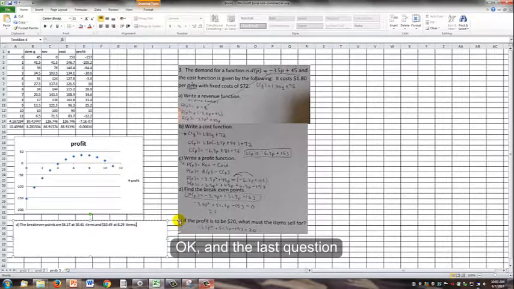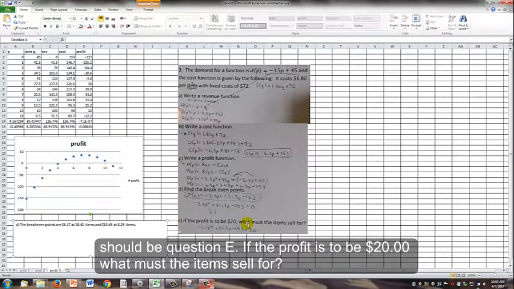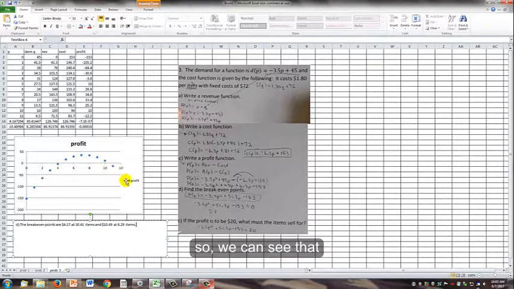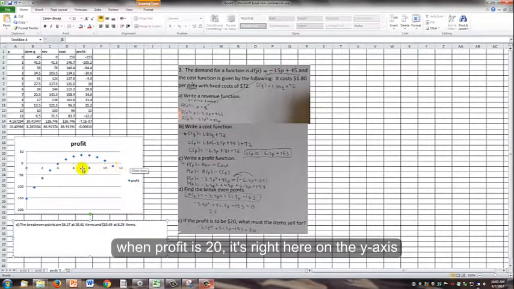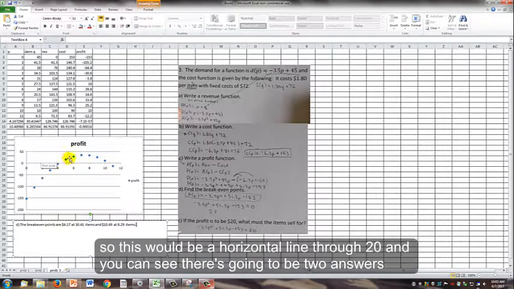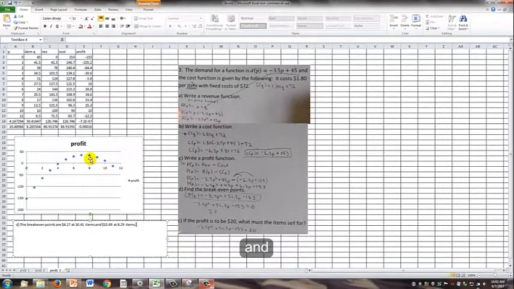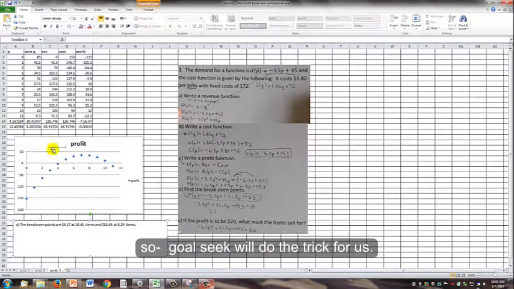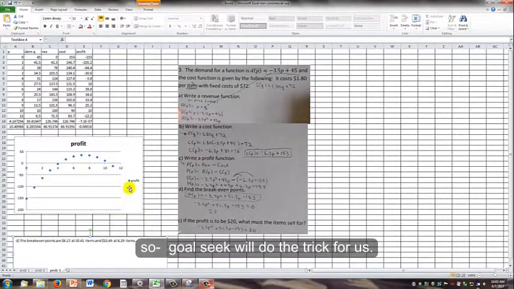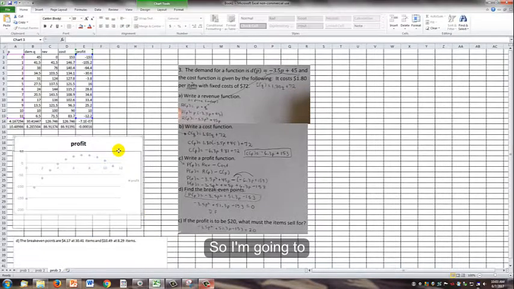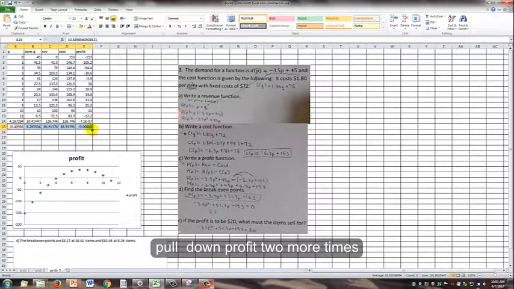Okay, and the last question should be question E. If the profit is to be $20, what must the item sell for? So I can see that when profit is 20, it's right here on the y-axis. So this would be a horizontal line through 20, and you can see there's going to be two answers. But goal seek will do the trick for us. So I'm going to pull down profit 2 more times.